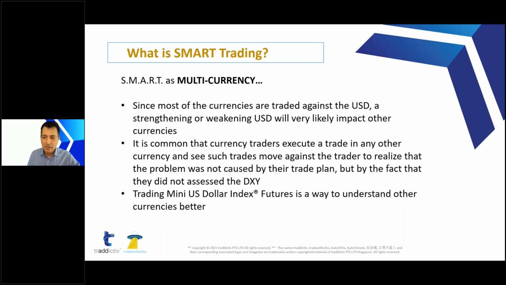It is common that sometimes currency traders get in trouble in a trade. They get stopped out, they take a loss. Not a big deal, it's part of the game. But then they take a look at the dollar and they realize, hey, wait a minute, the dollar index was in that position. I should have never taken this trade on, let's say, the pound.